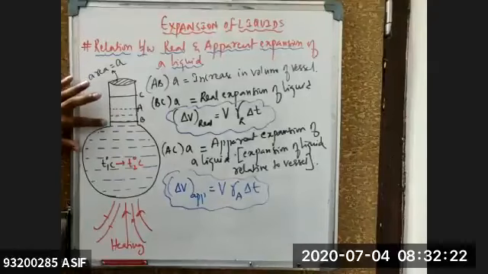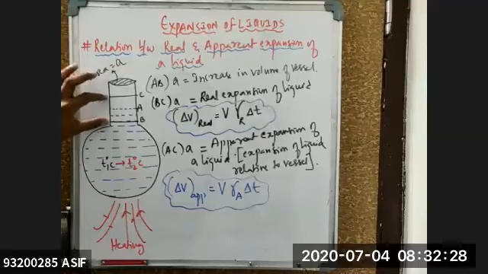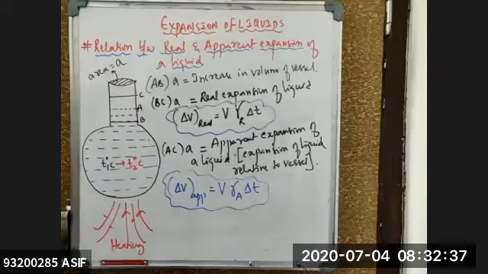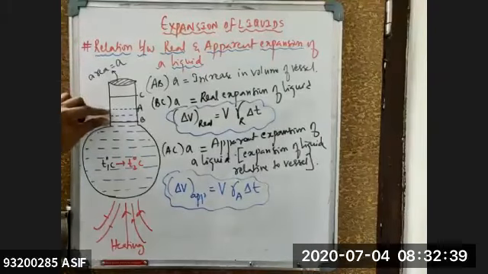Clear. Then BC. Now the liquid has come from A to B. After heating, the liquid is still rising, going from B to C. B to C is nothing but the real expansion of the liquid, because the expansion of the vessel, A to B, we are not able to see.